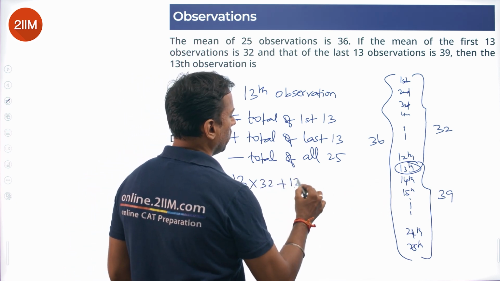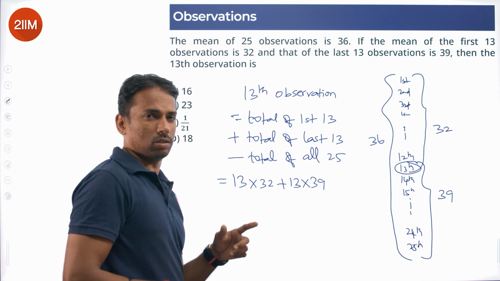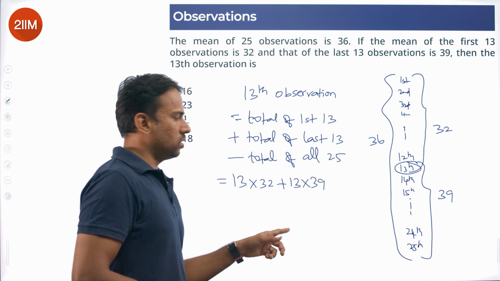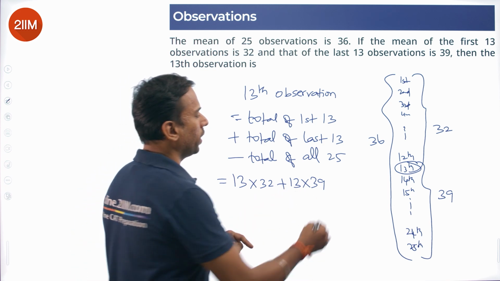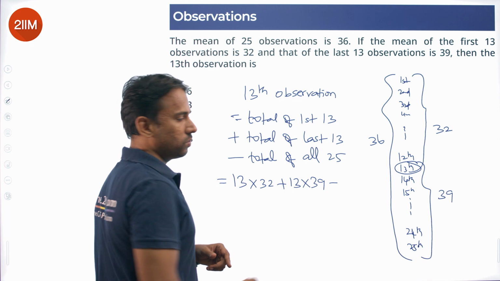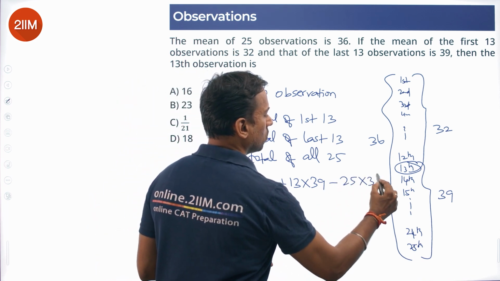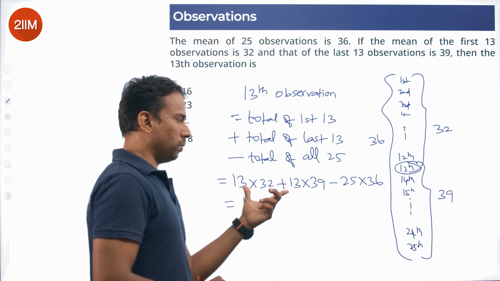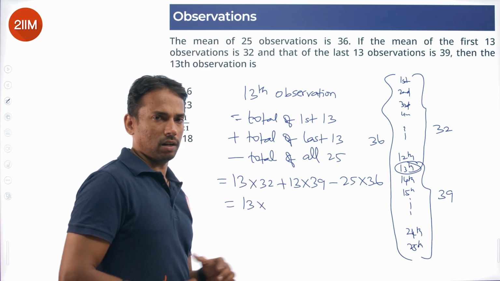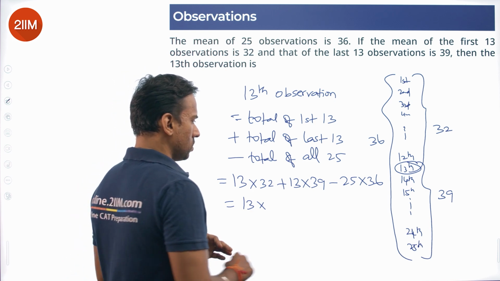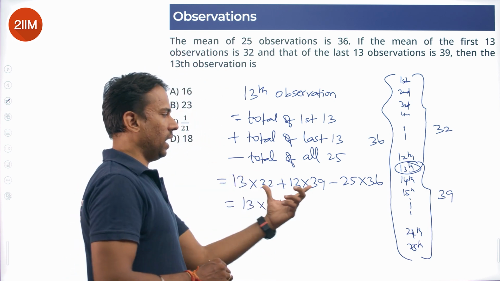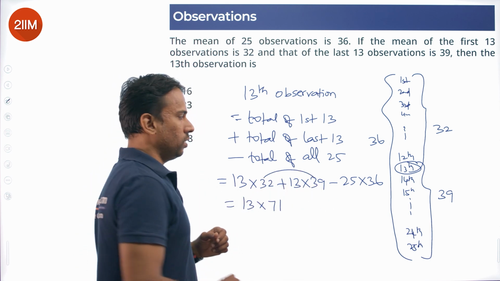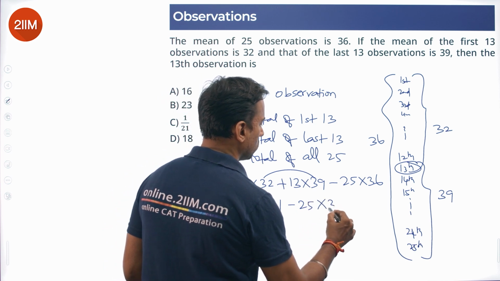Last 13 is 13 into 39, because total is number into average. Simple. Number of observations into average. So 13 into 32, 13 into 39 minus 25 into 36. Both of them are 13. So 13 into 32 plus 39 will be 71, right? Because you can add it. So when you add, you get 13 into 71 minus 25 into 36.